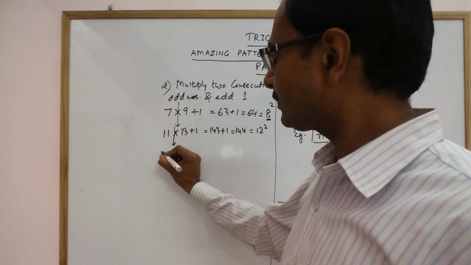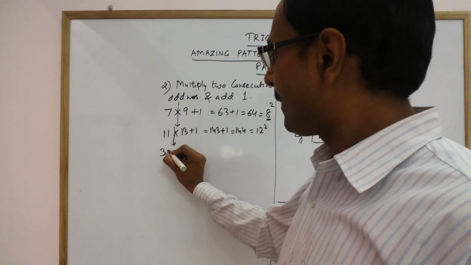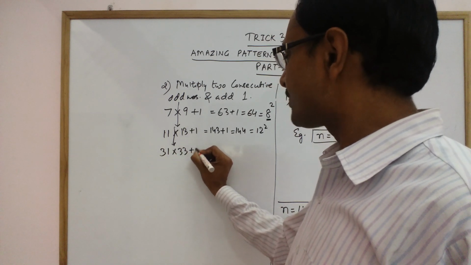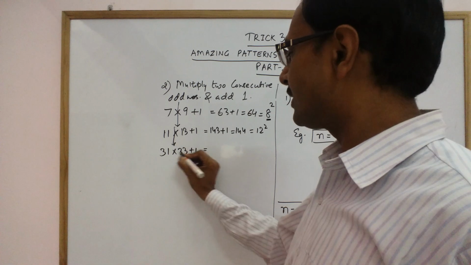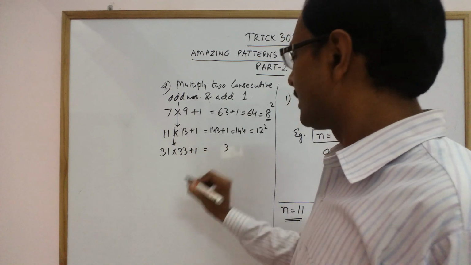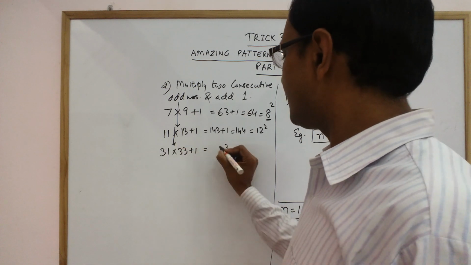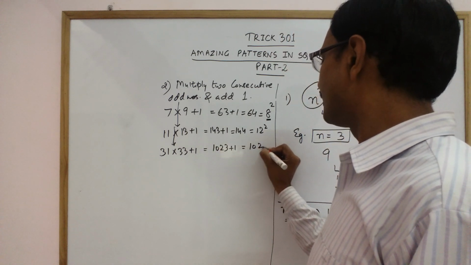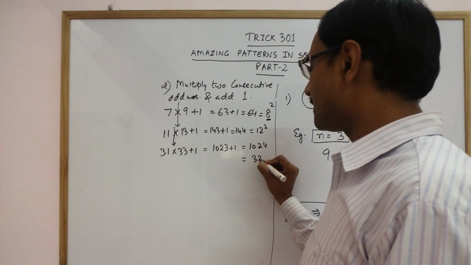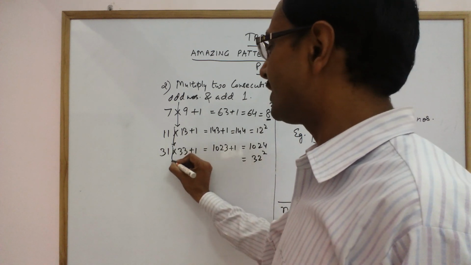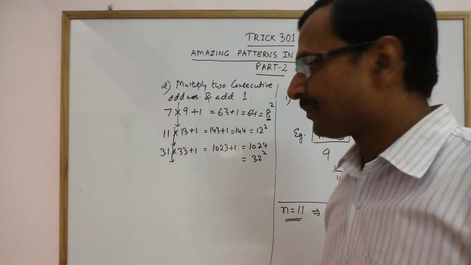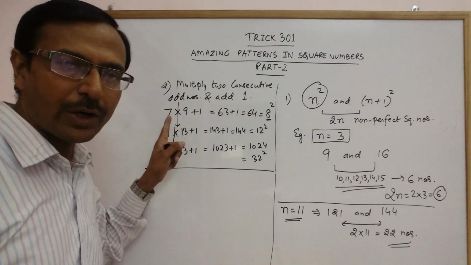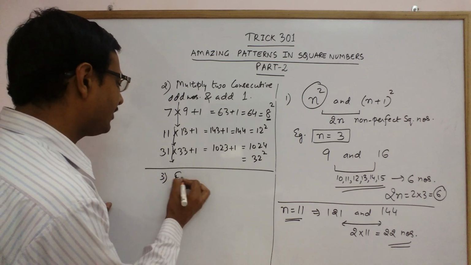Say we have 31 into 33 plus 1. So 33 into 30 is 990, 33 into 1 is 33, so 990 plus 33 is 1023. Plus 1, you get 1024. And what is 1024? It is 32 square, which lies between 31 and 33. Now this pattern, I have done it for odd numbers. Now let us check it for even numbers.